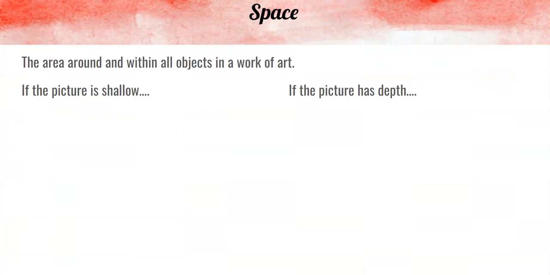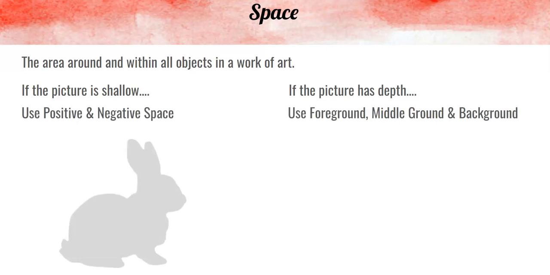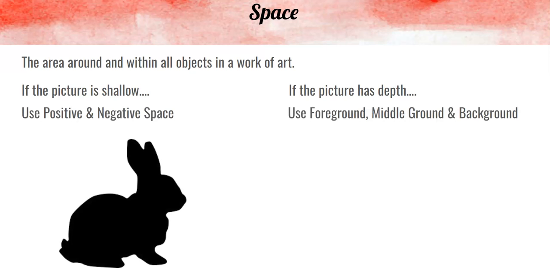Okay, so space is going to be the area around and within objects in a work of art. So pretty much the whole picture is space. If your picture is really shallow, like the picture at the top of this little bunny, you're going to use positive and negative space. Positive space is always what is inside of the artwork. So inside the bunny, that's positive space. Outside the bunny, that's negative space. Whatever the subject of your artwork is, that's the positive space. Anything that is not part of that subject, negative space.